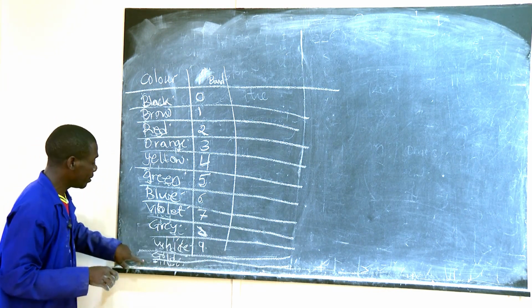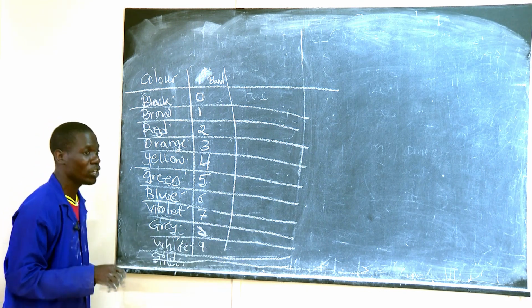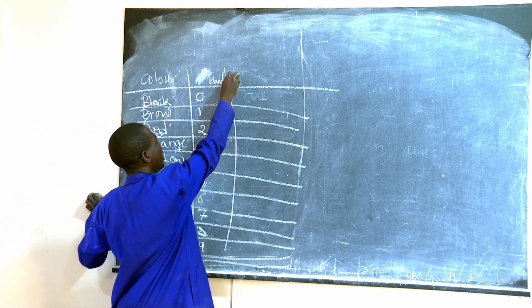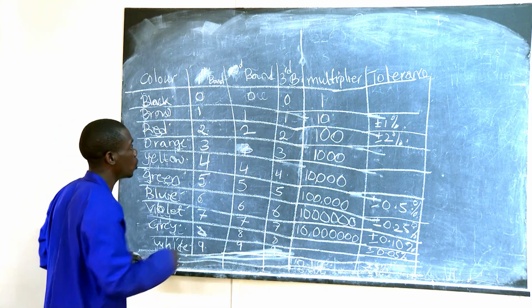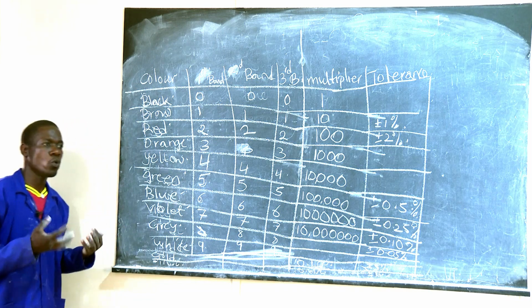Gold is empty. Then we also have silver. You just have to leave an empty space. Then we go to the second band. This is our second band here.